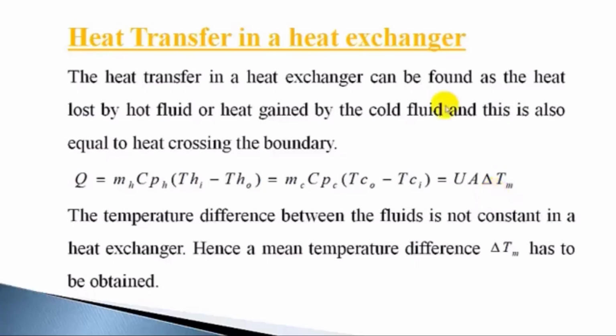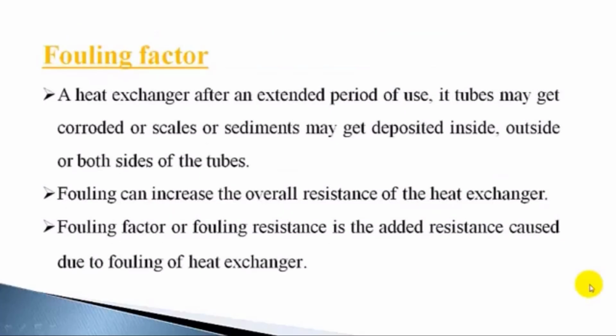So you can find out the heat transfer in a heat exchanger, either as heat lost by the hot fluid, or heat gained by the cold fluid, or the heat crossing the boundary of the heat exchanger. Now we will see what is fouling of a heat exchanger. After an extended period of time, the heat exchanger may get corroded, or sediments may deposit inside or outside the tubes, and any other kind of deposits may change the overall resistance of the tube walls. And this will increase the resistance to heat transfer.